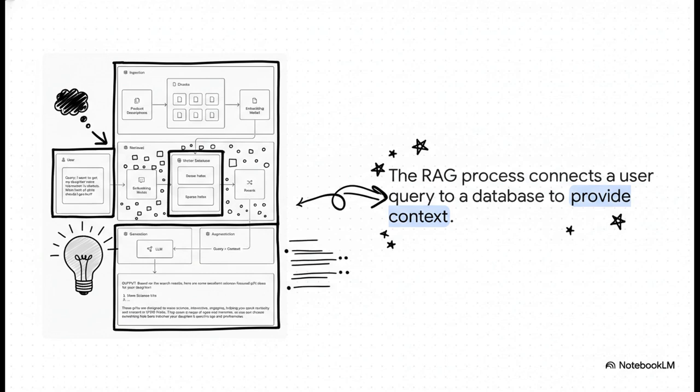Now, instead of that question going straight to the big AI brain, the system first does that retrieval step. It searches a special kind of database for relevant context. Then, in the augmentation phase, it takes that context and sticks it together with your original question. Only then does it send this new, superpowered prompt to the LLM for the final generation step. The result? An answer that's based on facts.